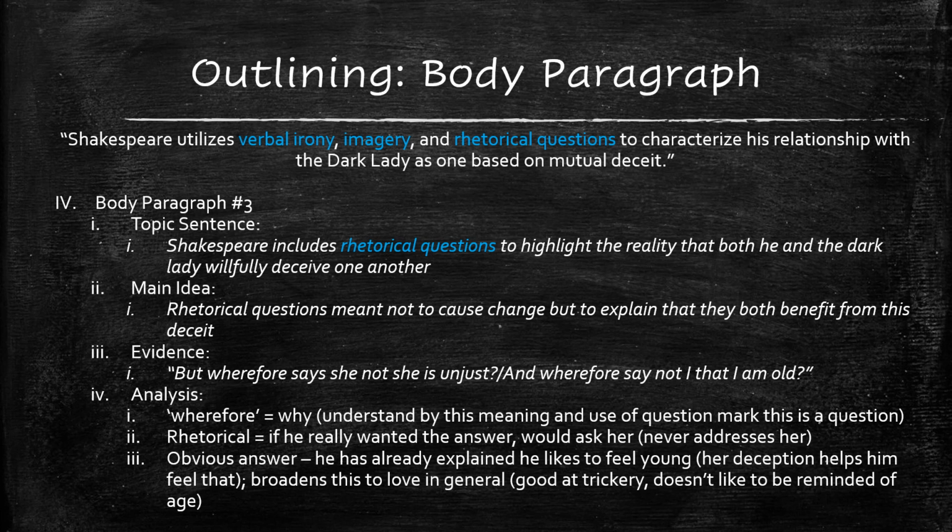So if he really wanted to know why she doesn't come out and say that she is unfaithful, he would have simply asked her himself. But she is never directly addressed in the entire poem. But then I also have evidence that this is a rhetorical question because he goes on to answer it in the verses that follow. And like rhetorical questions usually are, the answer is very obvious. He's already explained that he gives in or he turns a blind eye to this deceit because it allows him to believe that he is young again.